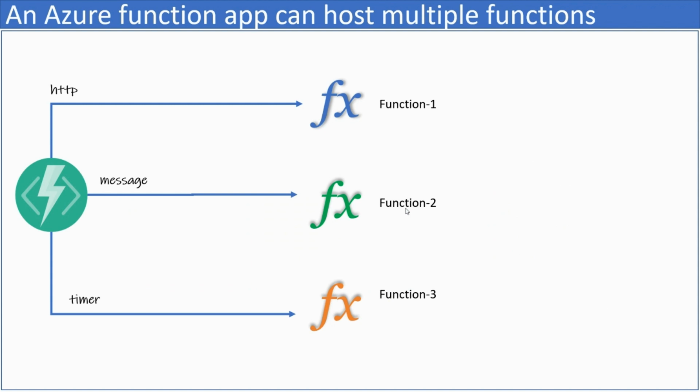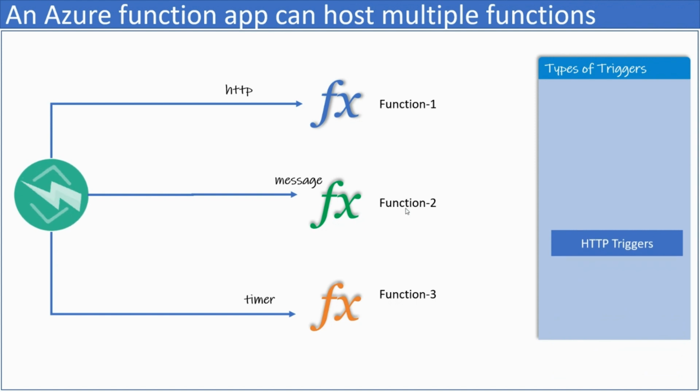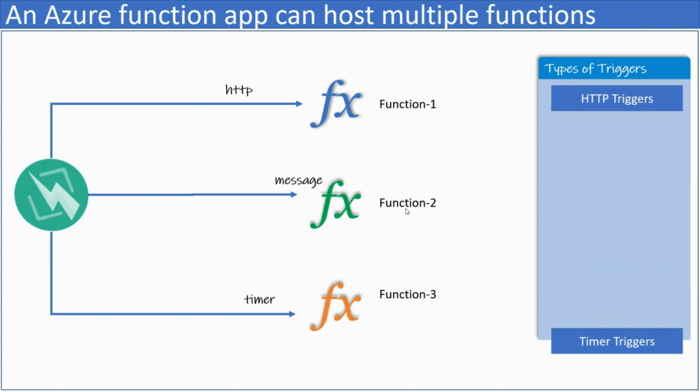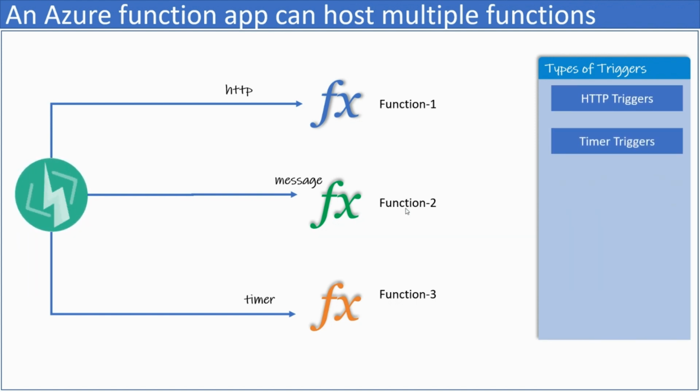Next one, an Azure function app can host multiple functions. As I mentioned, you have to first create an Azure function app within which you can create multiple functions that can do different tasks. A function can be triggered by HTTP, or by a message, or using a timer. So an Azure function app can host multiple functions.